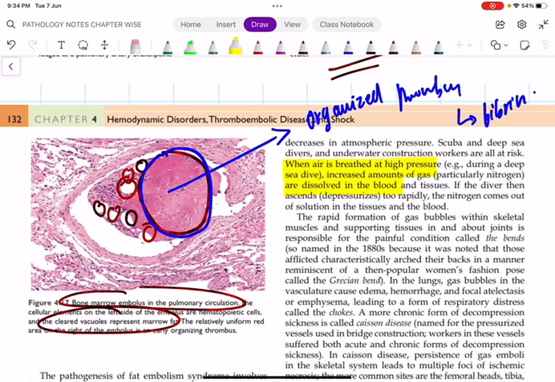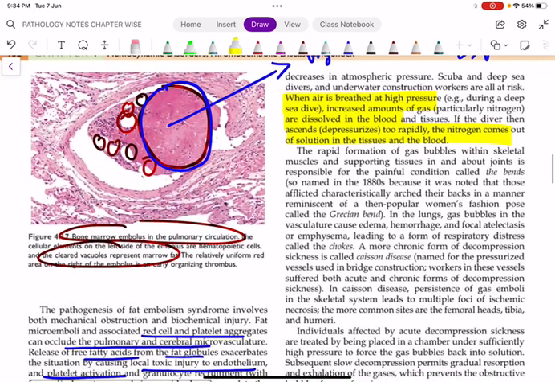When the diver depressurizes or ascends rapidly, the nitrogen bubbles come out of solution in the tissues and the blood. Since he is ascending rapidly, that is why we usually advise what? You should ascend slowly to prevent Caisson's disease. This rapid formation of gas bubbles enters the skeletal muscles and joints, finally causing a painful condition called the bends.